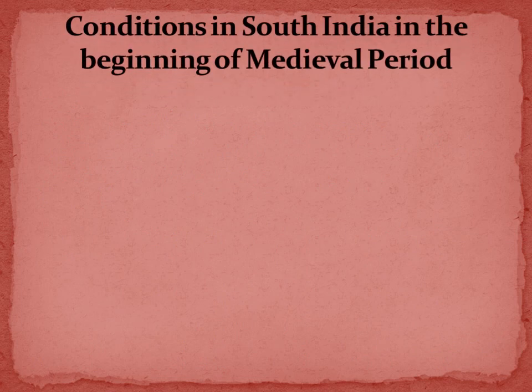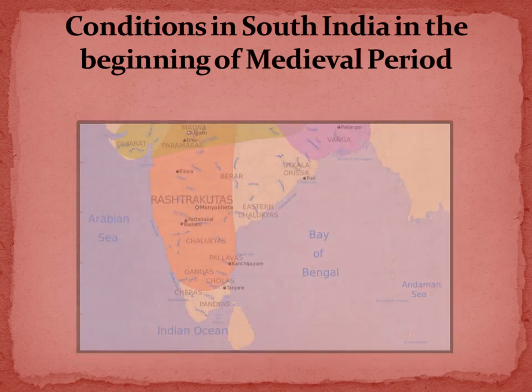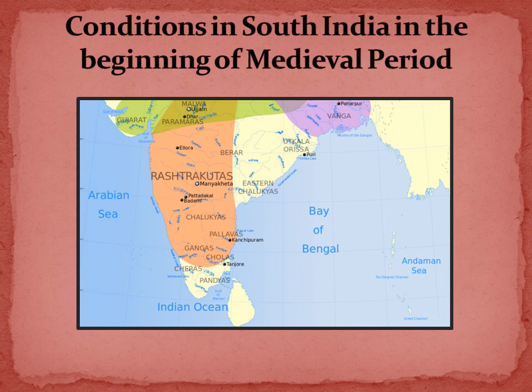Now, let's discuss what was happening in South India in 647 CE and what were the conditions in South India. In this map, you can see famous kingdoms in South India in 647 CE. In the beginning of medieval period, South India remained unaffected by the events in the north. Two kingdoms, Cholas and Rashtrakutas, flourished in the south. These were happy and prosperous kingdoms.